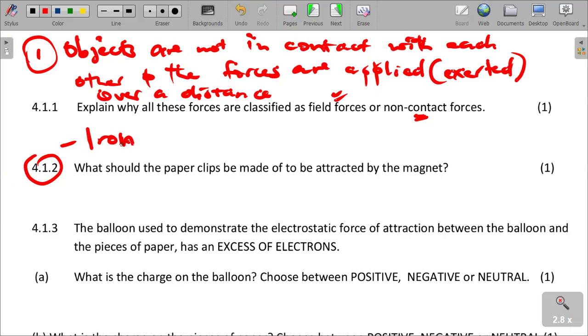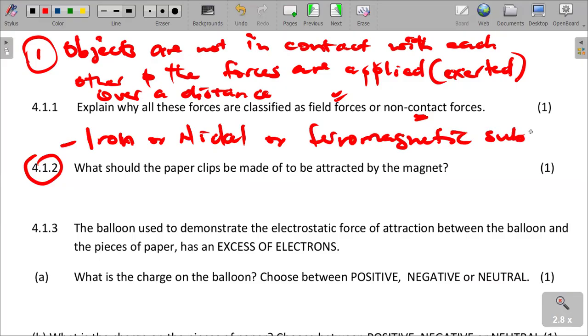We can talk about iron. It can also be nickel. Nickel can also be used, or it can also help in terms of increasing magnetization. We can also talk about a ferromagnetic substance. A ferromagnetic substance can also be used to make it, in order for this to be attracted to the magnet.